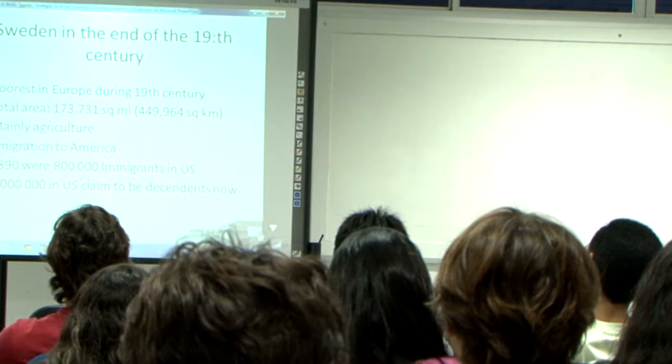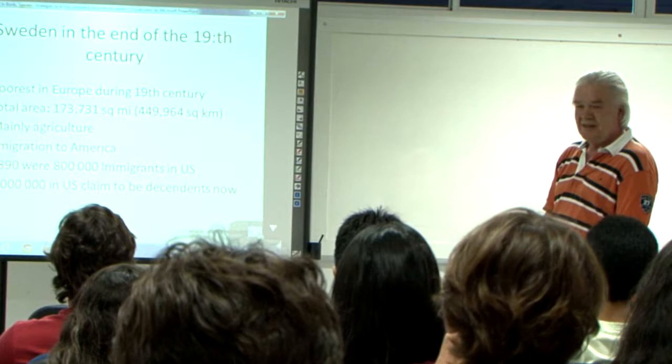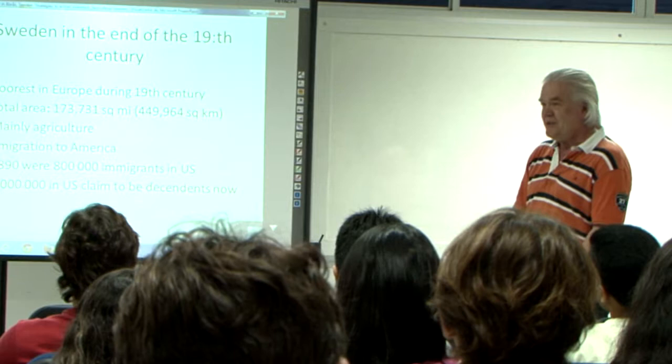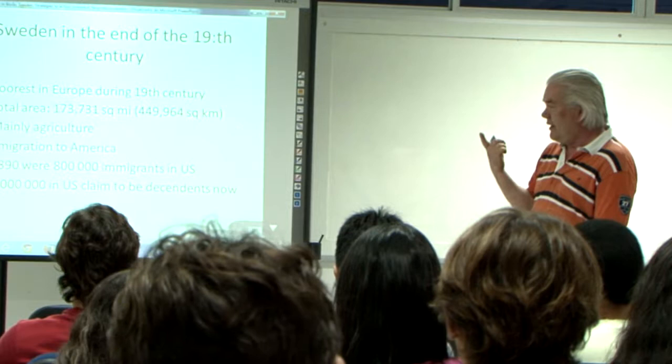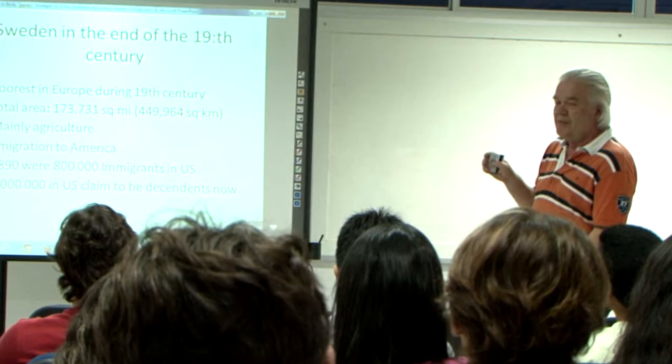But something that makes people a little bit confused: Sweden was actually the poorest country in Europe during the 19th century. Poorest. Much poorer than Greece, or Ukraine, or you can choose. Actually, a quarter of the Swedish population immigrated to the US. So it was Ireland, Norway, and Sweden that had the largest share of the people there.